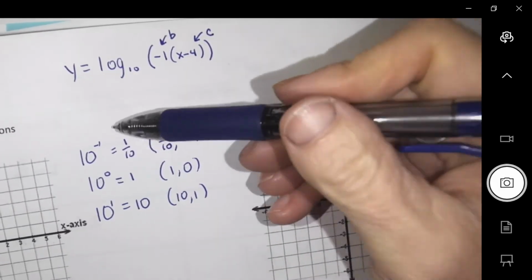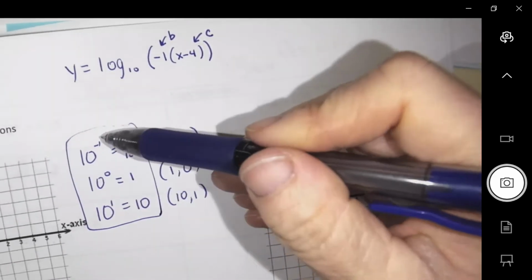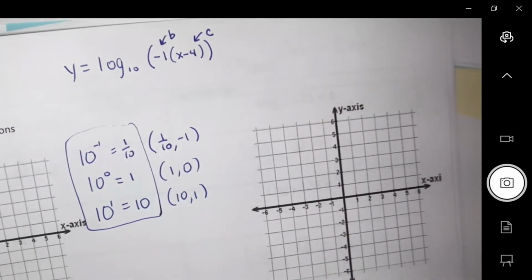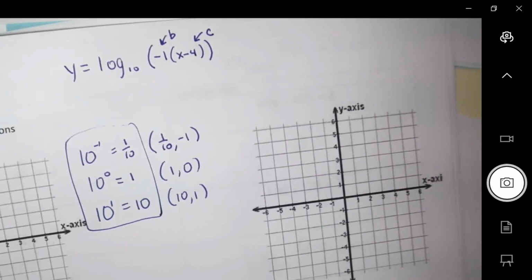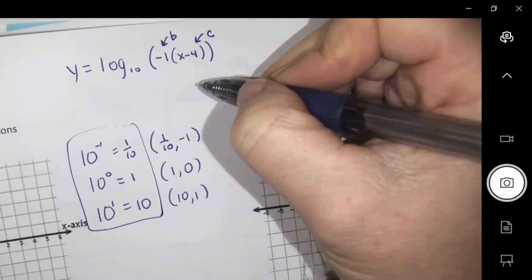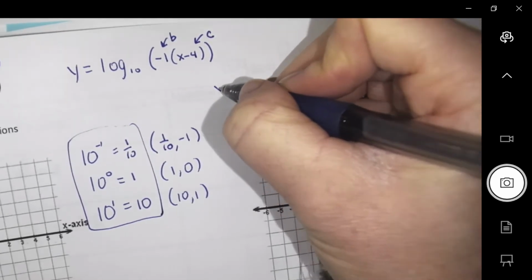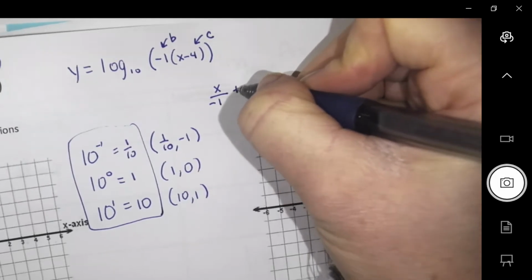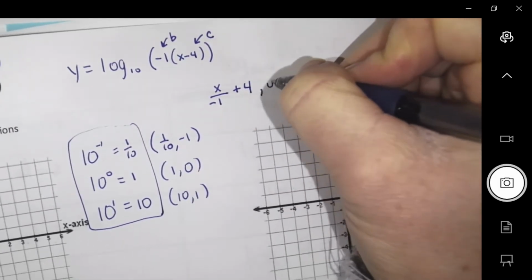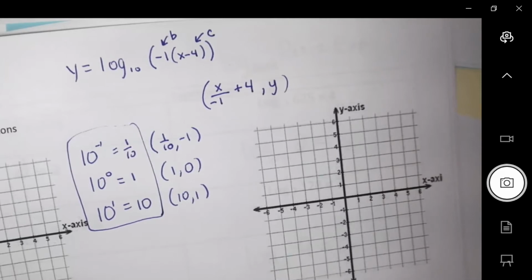So exponential or log, you always start the same way. It's just a matter of the order of your coordinate, okay? So we are going to do x divided by negative 1 plus 4, and nothing to the y, right? There's no a or d.